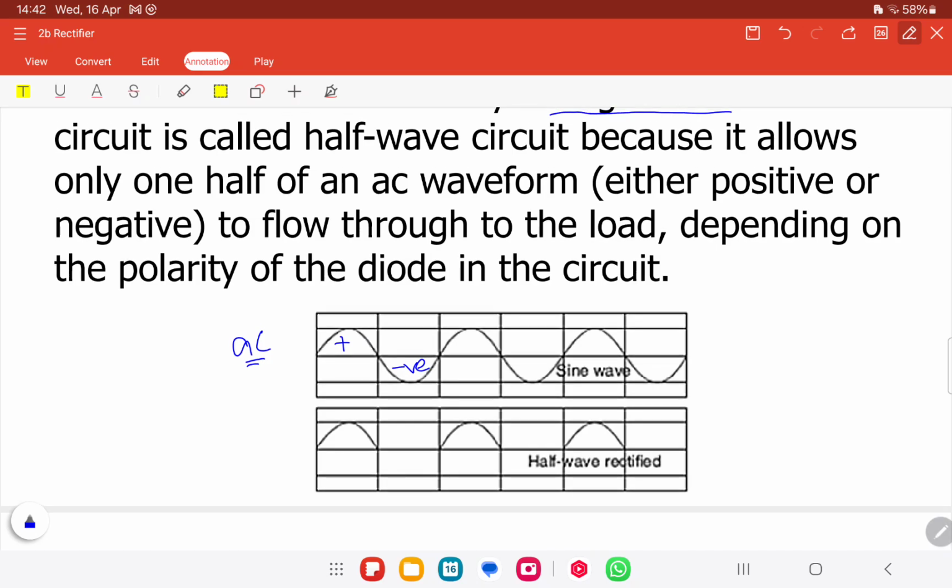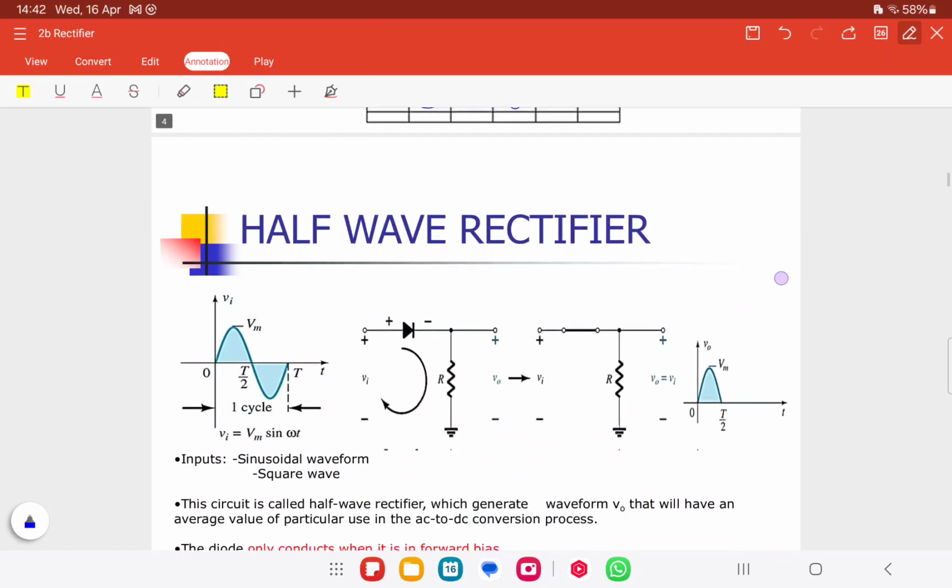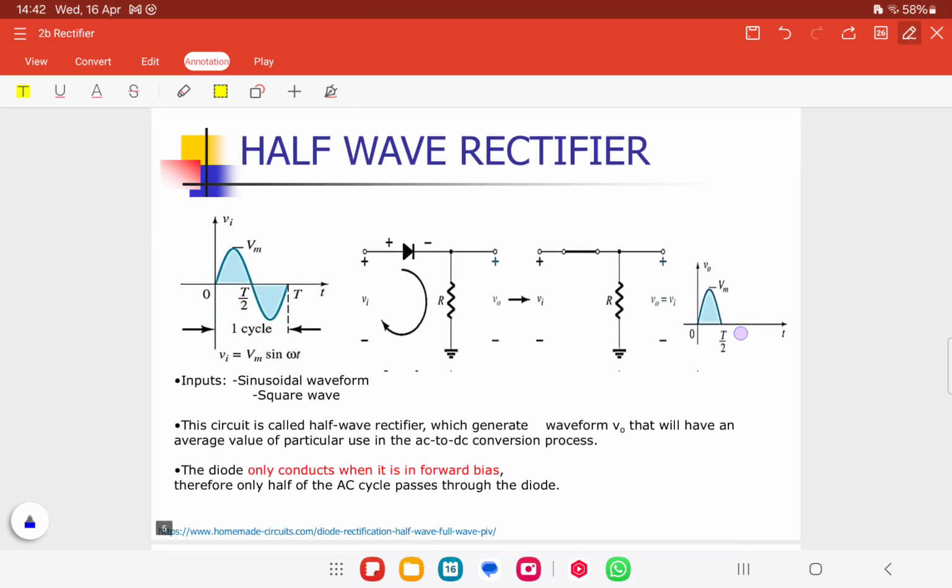If the signal is the positive cycle, you can only get this one. For the negative cycle, there is nothing. If it is the negative cycle, you only get the bottom half. Either way, one operation gives only one cycle for half wave. Okay, this is the circuit for half wave.